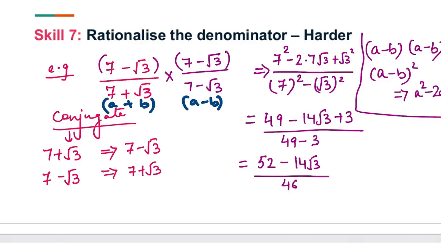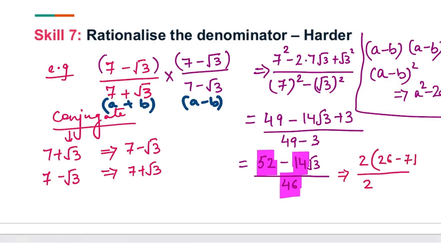is 46, right? Now here we can see that we have even numbers in all the terms. So that means we can simplify it further, all right? So when we simplify it further, we can take 2 common from both numerator and denominator, right? So when we take 2 common from the numerator, we are left with 26 minus 7 root 3, and in the denominator we are left with 23. So 2 and 2 cancel, so this is a simplified answer, 26 minus 7 root 3 over 23.